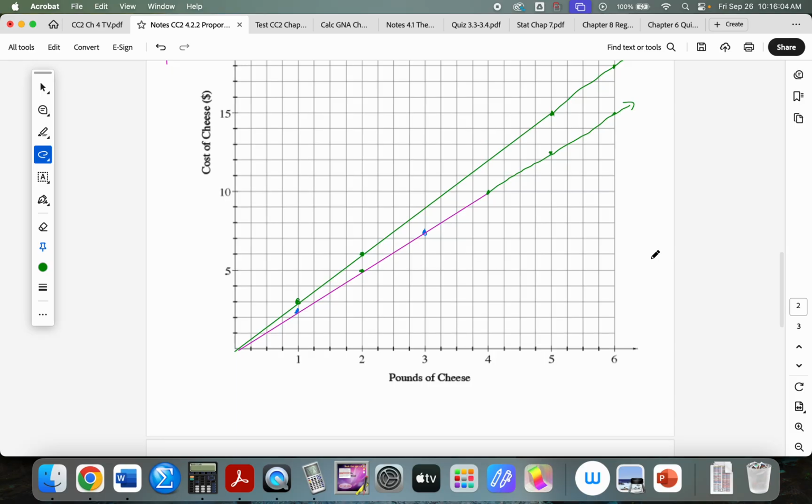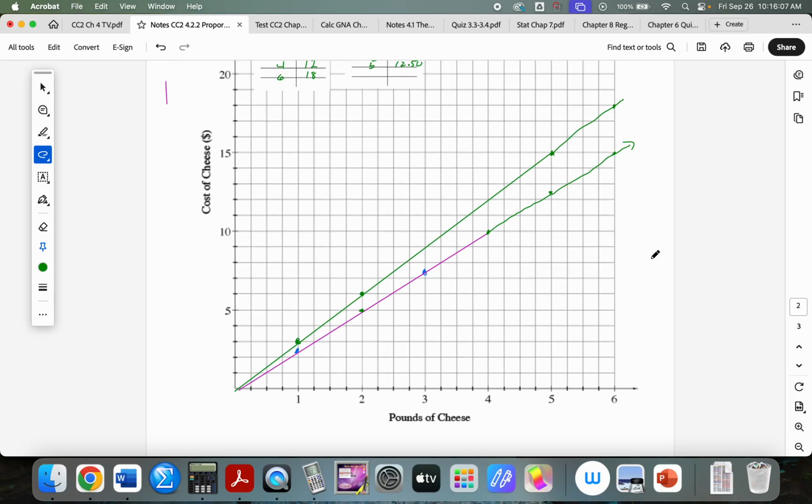I want to point something out to you that we're going to use quite a bit later on in the year. I want you to notice that from 1 pound to 2 pounds for the mozzarella, if I go to the right 1 space, and that is 1 pound, right? How many dollars did I go up? I feel like not everybody's with me at the moment. 3. And isn't that my unit rate?